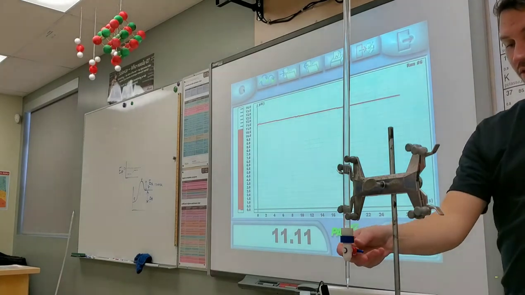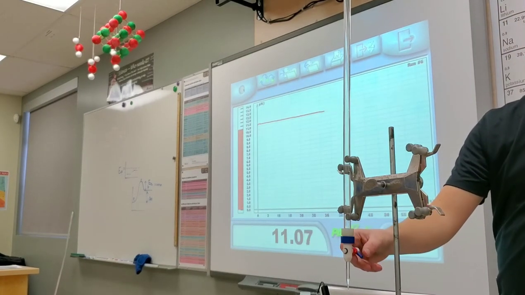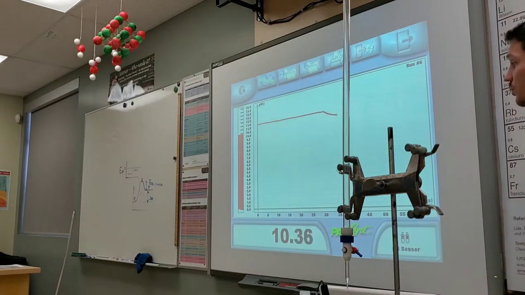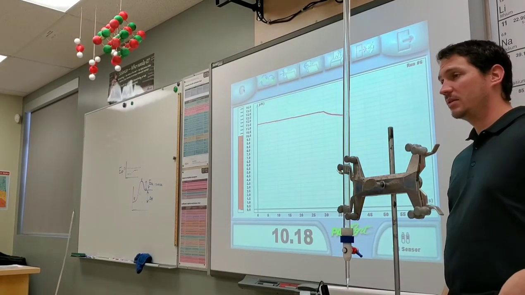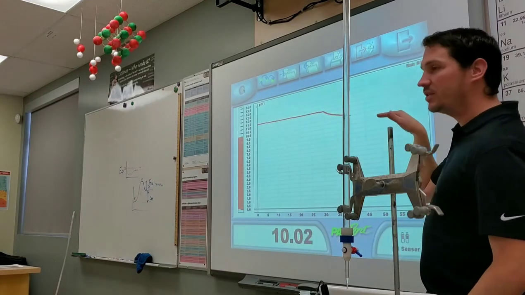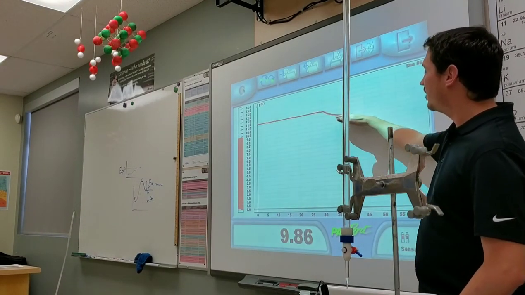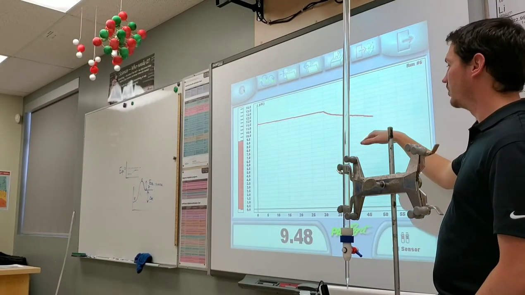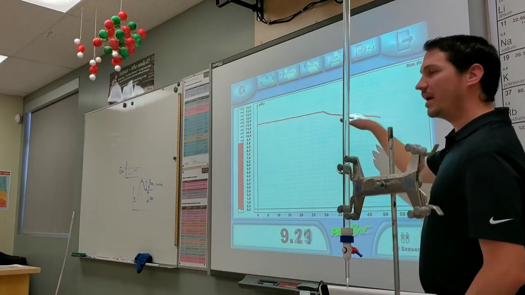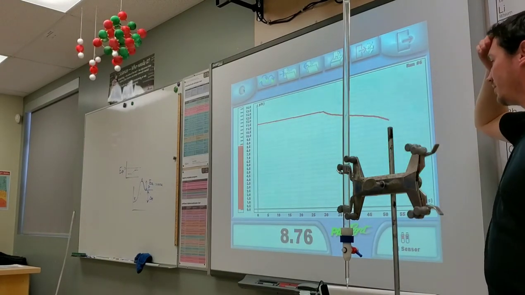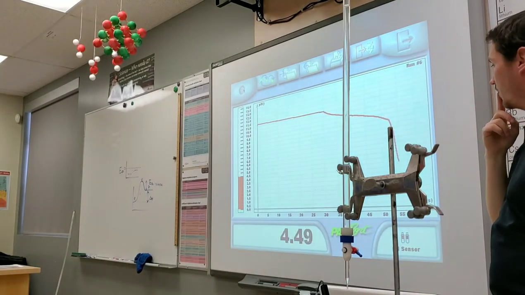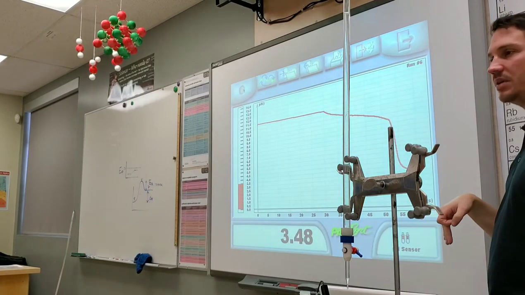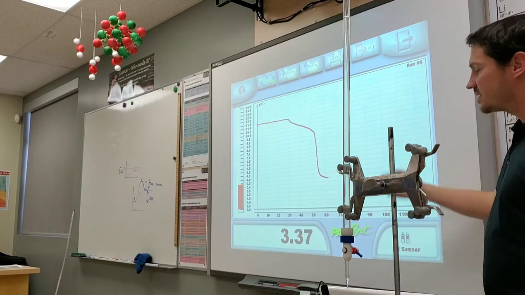Okay, so let's go ahead and let it rip. So what's the first thing you see? It dropped pretty dramatically, but it's kind of leveling off again. That's not the same thing we saw last time. It dropped dramatically, and then it's leveling off. That's not what we saw the last time. Do we still see the same sharp decline in pH? Yes. And then it's the same thing, right?